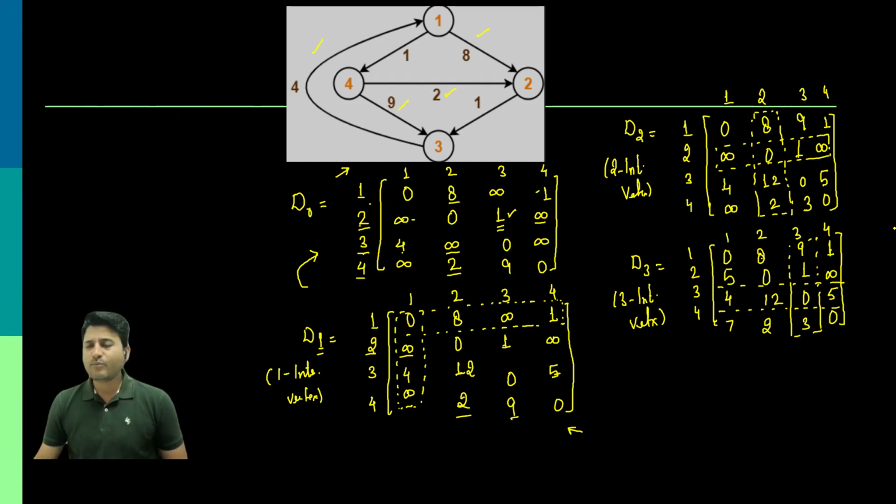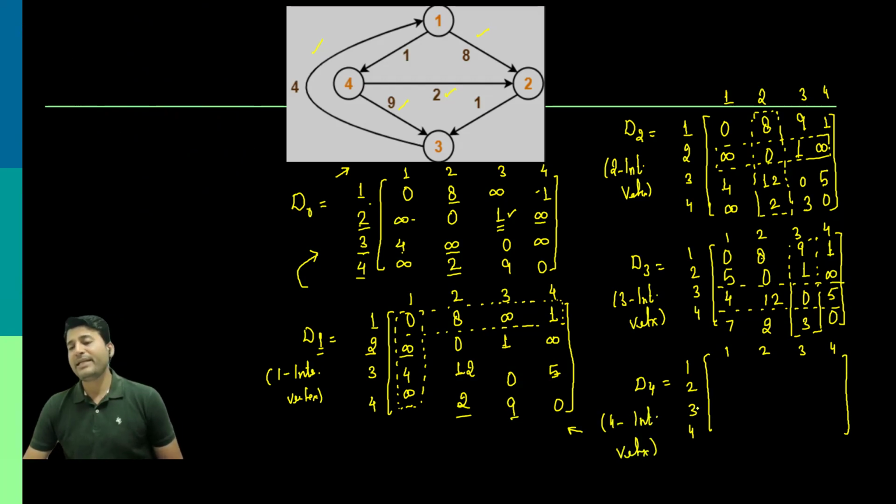So now we are moving to D4, the final matrix. In D4, what is the internal vertex? We are supposed to make the intermediate vertex as vertex number 4. Okay, so over here, what is the vertex? 4, it is the intermediate vertex.